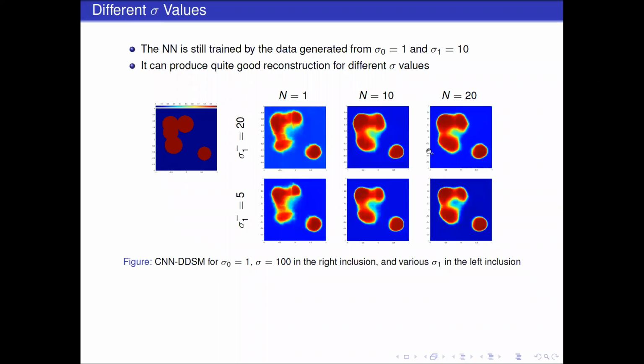And this is also very useful in practice because when you generate the training data for the neural network, we don't have to choose very accurate values. We don't need to know a very accurate approximation of the conductivity values. We can make only a very rough approximation and still get very good prediction results.